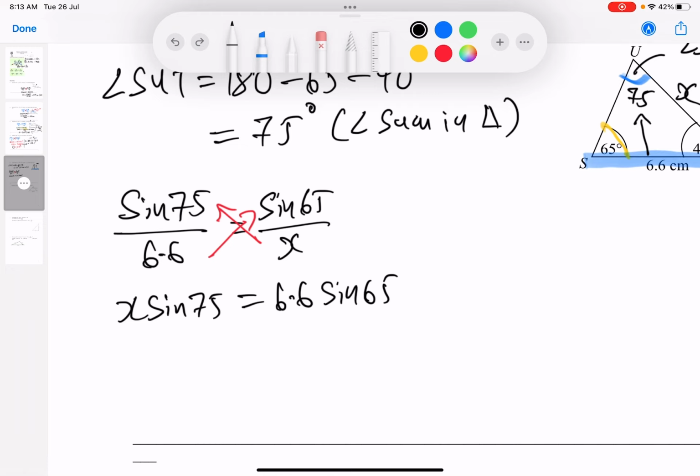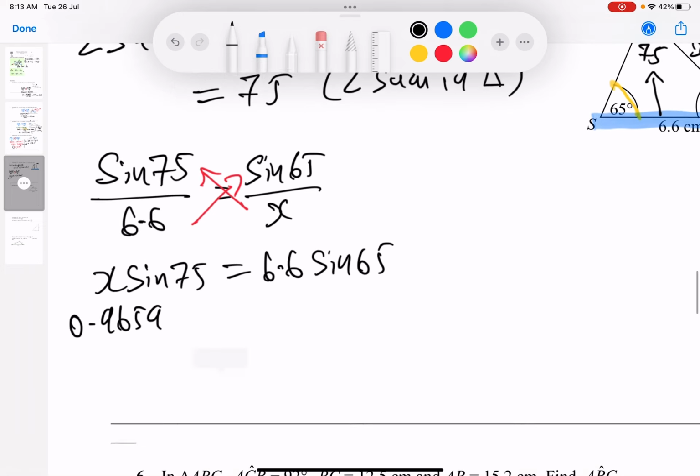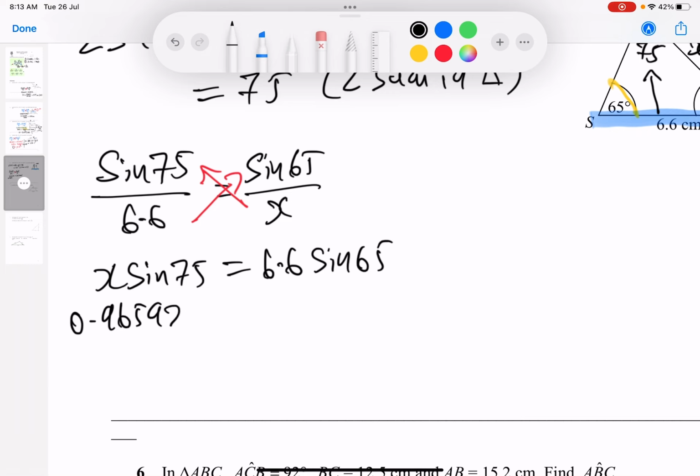If you are confused, don't worry. You just enter it in your calculator right now. So I can enter sine 75. Make sure your calculator is in degree mode. You get 0.9659. Leave it to maybe 4 or 5 decimal places. Let's say 5 decimal places. 2x is equal to 6.6 times sine 65. Same, I'm going to leave it to maybe 4 decimal places or 5 significant figures.